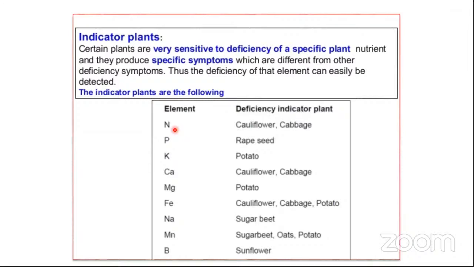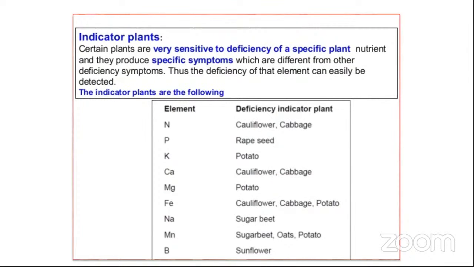For phosphorus it is rapeseed. For calcium you can see cauliflower and cabbage. Magnesium, potato. Iron, cauliflower and cabbage. Sodium, sugar beet. Manganese, sugar beet, oats and potato. Boron, sunflower. Just to remember, students: cauliflower and cabbage respond to both iron and calcium. Potato responds to both calcium and iron. So remember like this. For boron, you can see sunflower. So these are the indicator plants for the particular elements.